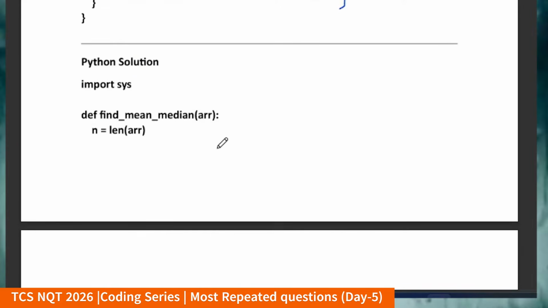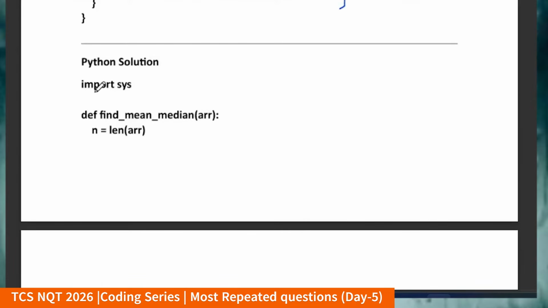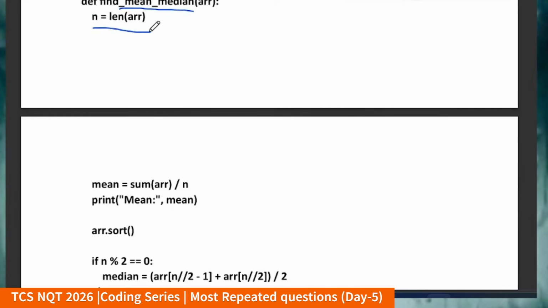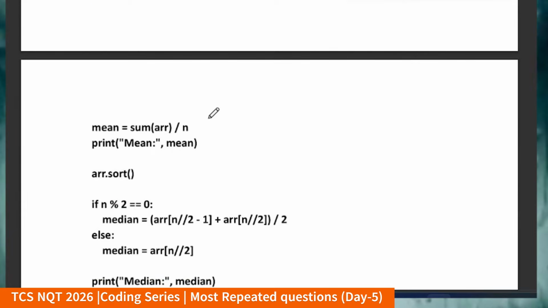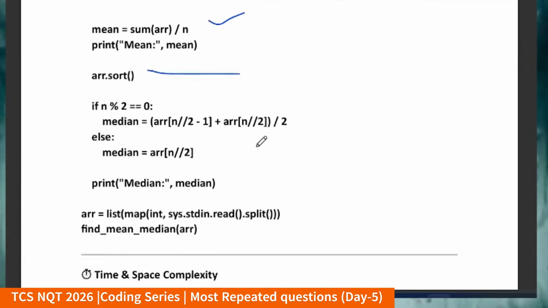Now coming to the Python solution. So Python is quite easy. Importing the sys, define find_mean_median, this will be our function. n will be the length of the array, and mean will be nothing but just the sum of arr upon n. For median, I am just sorting this and getting this value.